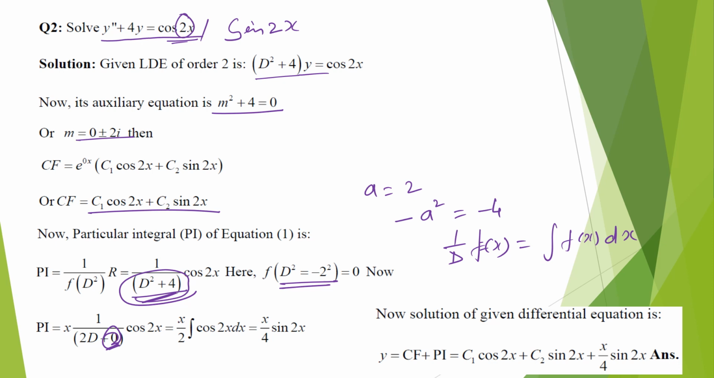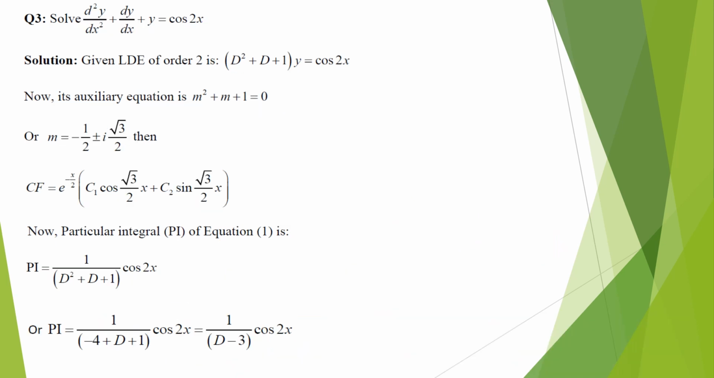So over here we get x over 2, 1 over d into cos 2x. For this portion we just require to integrate cos 2x with respect to x. We get the PI as x over 4 sin 2x. So the final solution will be the CF portion plus the PI, x over 4 sin 2x.